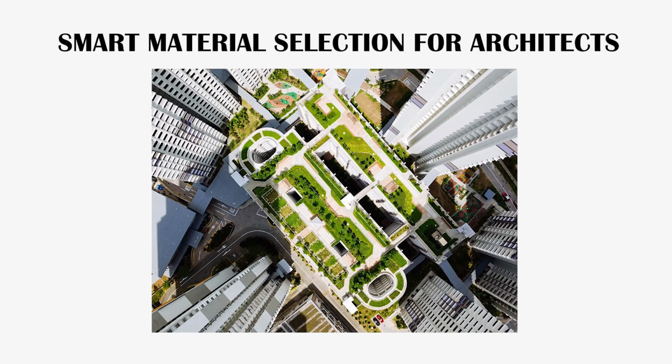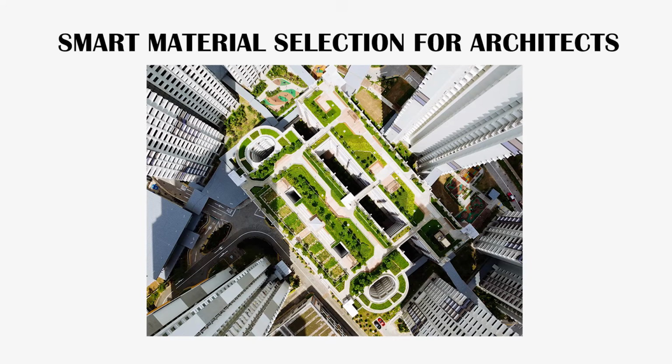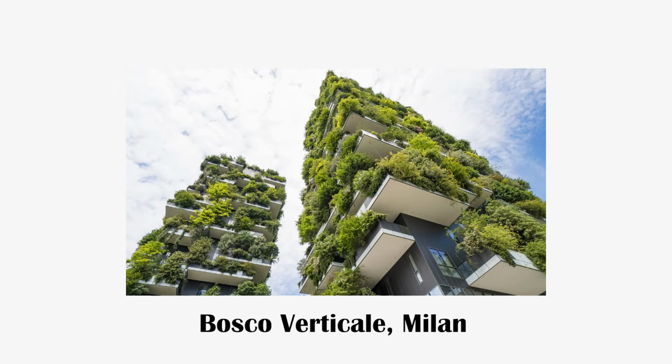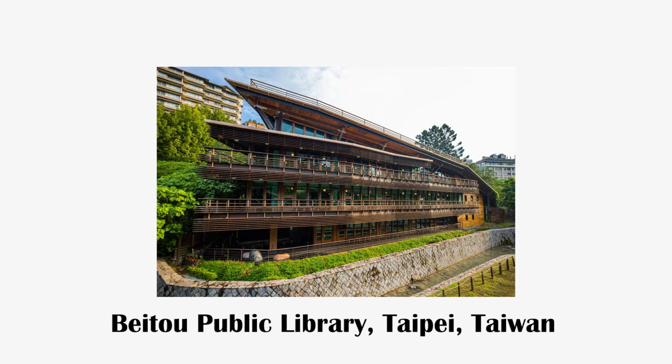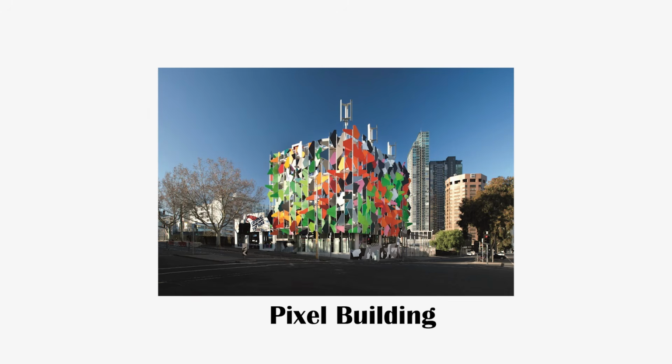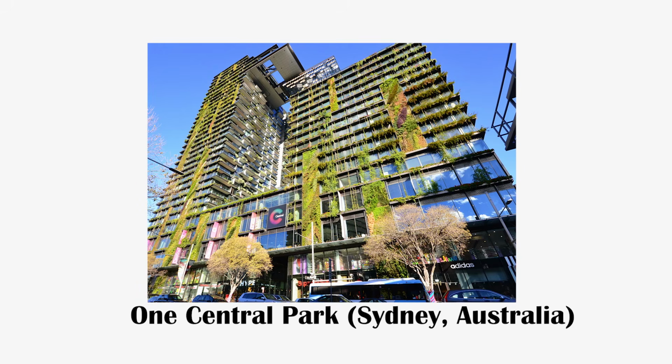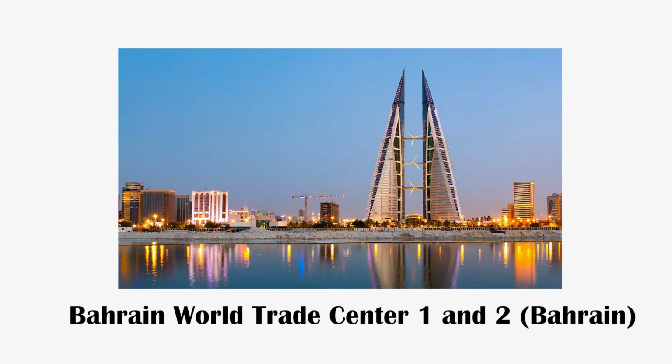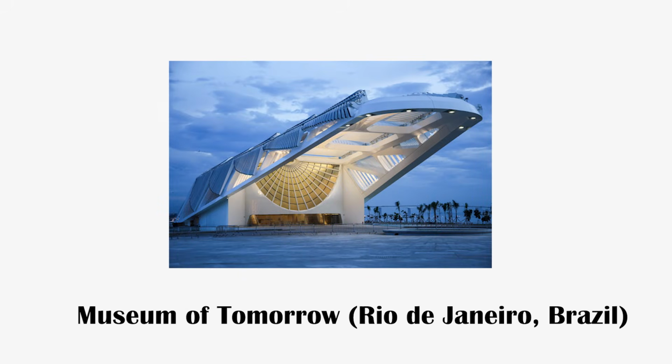So, what is smart material selection for architects? Selecting sustainable materials is not about choosing the greenest option in isolation. It is about integrating materials into a coherent architectural system. Architects must consider climate response, building orientation, passive design strategies, durability, maintenance, cost, and local availability. A well-designed building using conventional materials can sometimes outperform a poorly designed building filled with sustainable products.